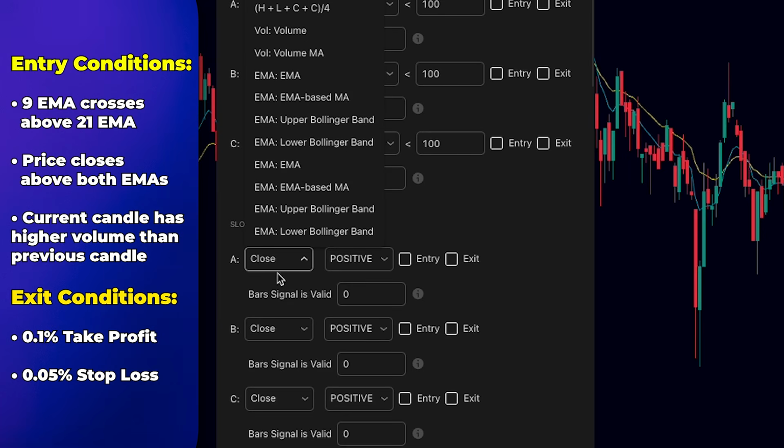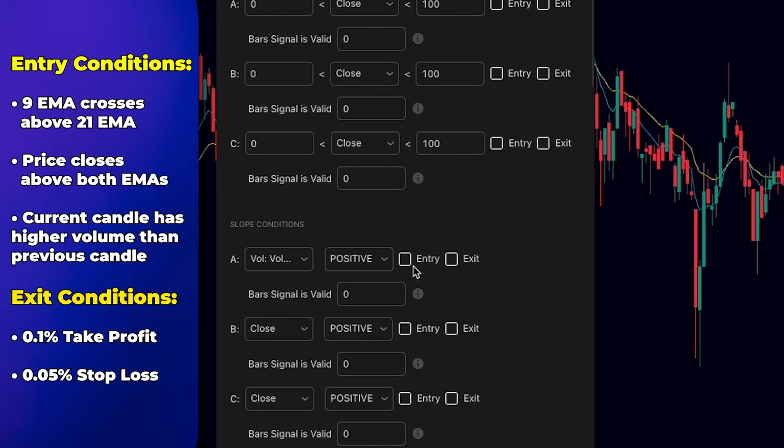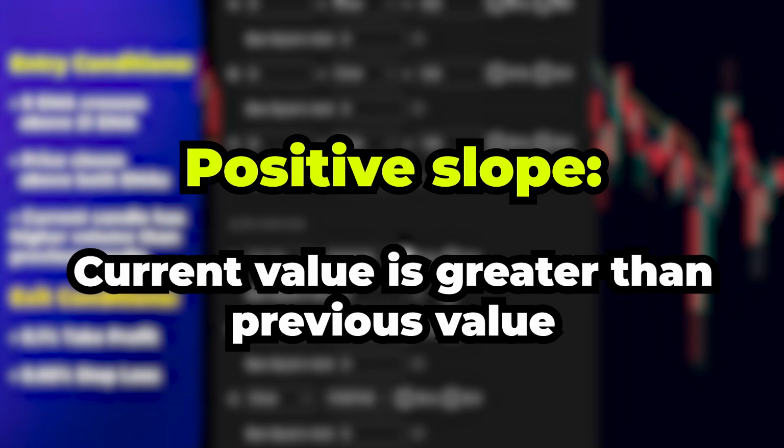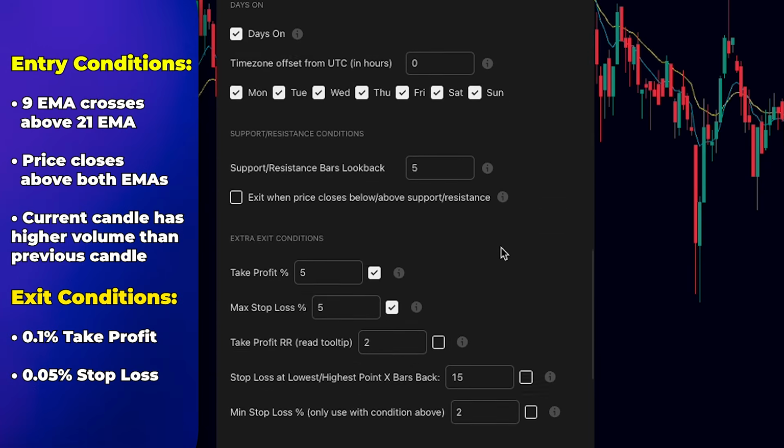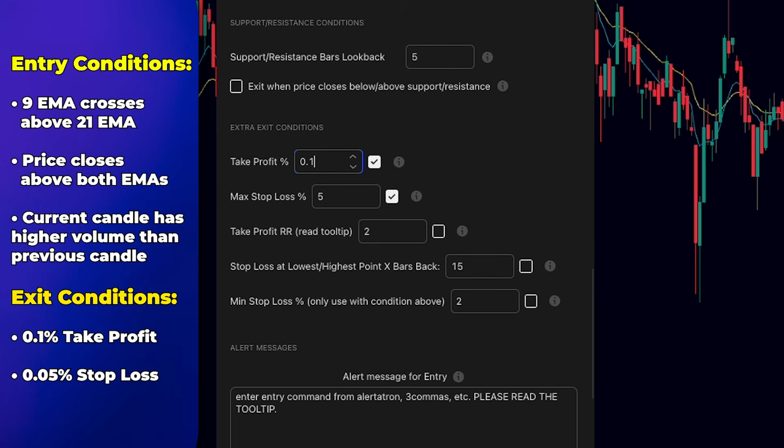Then we'll go to slope conditions and do volume positive and click entry. A positive slope on the strategy builder just means that the current value is greater than the previous value. Now for our exit conditions, we'll come down and set take profit to 0.1% and stop loss to 0.05%.